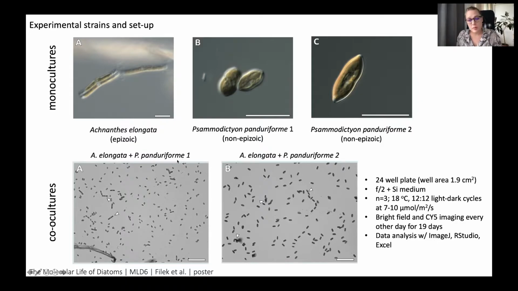So what I did was I grew these as single diatom cultures, and I mixed Achnanthes with the first Psammodictyon strain and Achnanthes with the second Psammodictyon strain in two different conditions, grew them in 24 well plates over 19 days, imaged them every second day, and that's how I got a lot of images that needed to be analyzed, artifacts removed, different glitches deleted, and after that I could work with the numbers.